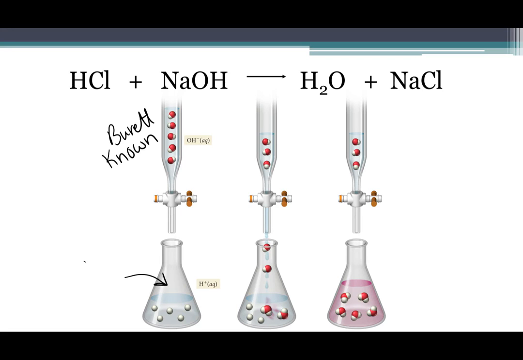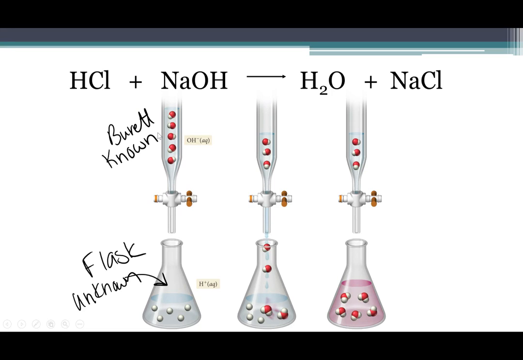Down here in our flask is going to be our unknown. Okay. So what we're going to do is we are going to mix our known with our unknown. The other thing I want to point out about our unknown here, we don't know what the concentration is of this. But we're going to measure with some precision how much we put in here. So I'm going to know that I put exactly 50 milliliters of that unknown in there. So I know how much is in there, right?